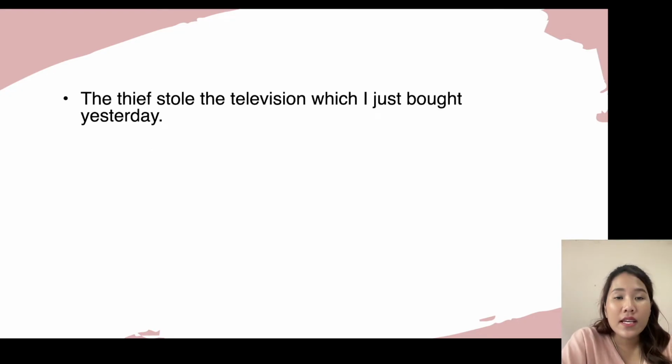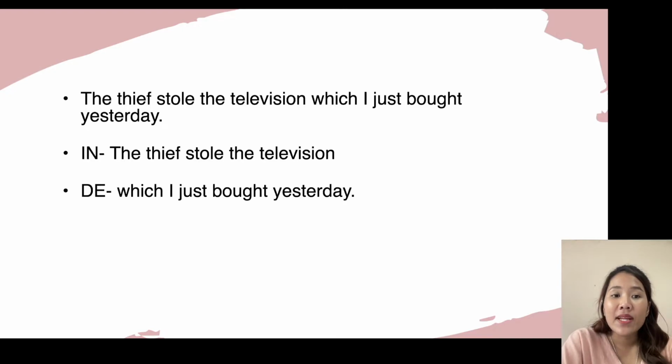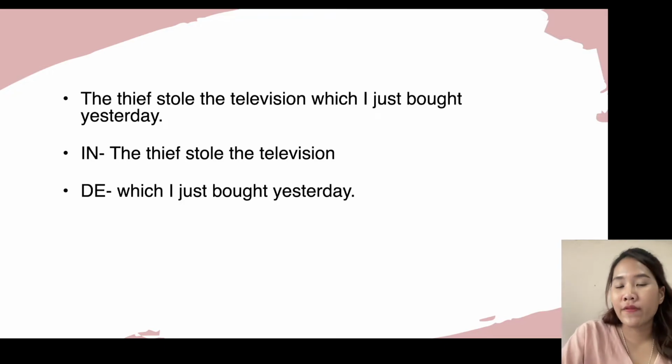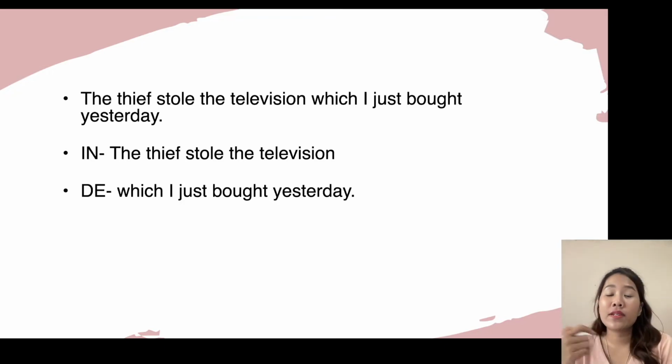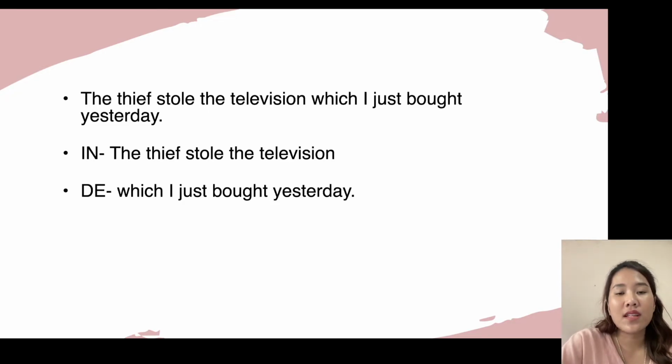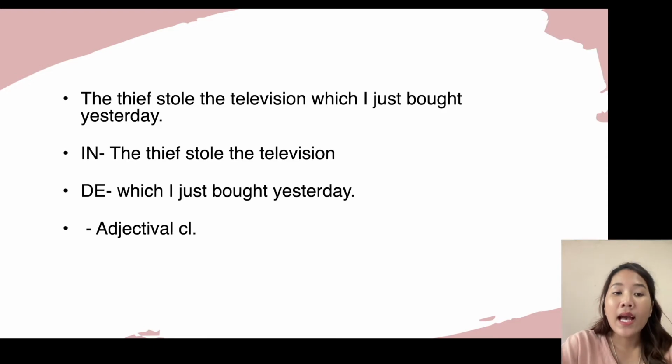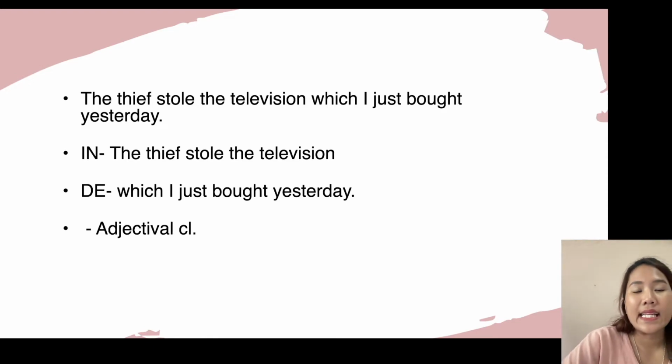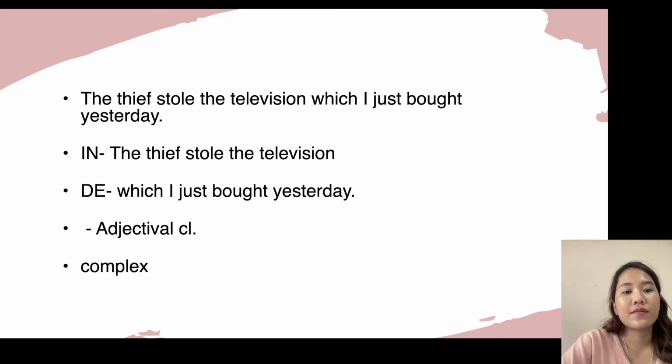And next, the thief stole the television which I just bought yesterday. So which I just bought yesterday is the dependent clause, functioning as the adjectival clause that modify the noun television. Since it is an adjectival clause, it's just a modifier. So whenever you analyze the independent clause, we can remove it out. So independent clause in this case will be the thief stole the television. And it is a complex sentence since we have one independent clause and one dependent clause.